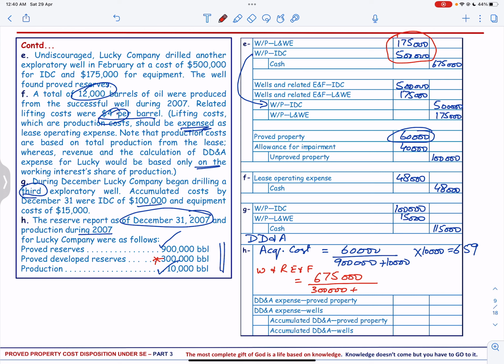Again, this is at the end of the year, so we will add the production and then multiply by production. So the DD&A for equipment and facilities is going to be 21,774. So the journal entry will be DD&A. Don't forget that we don't use the word depreciation. We say DD&A, depreciation, depletion and amortization expense for the proved property was 659, and for wells and equipment 659 and 21,774. And obviously accumulated depreciation will be credited by 659 and 21,774 for equipment and facilities.